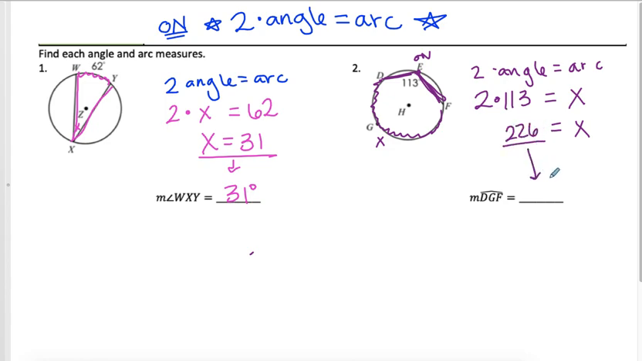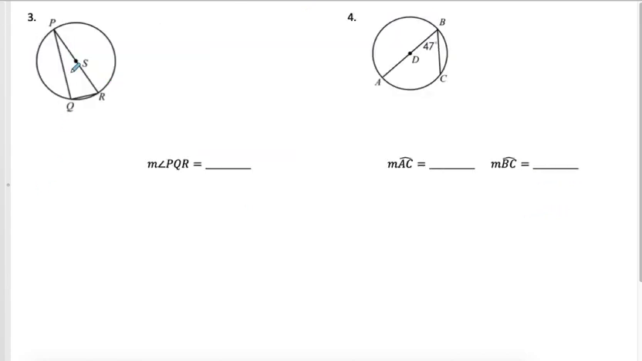And that's going to be our measurement here. That's telling us this major arc, which visually makes sense. It's more than 180 degrees. We'll measure 226 degrees.